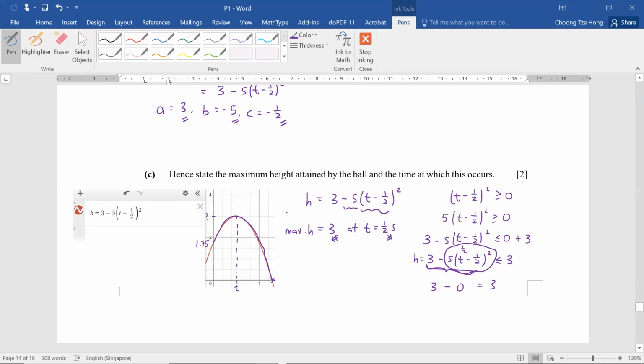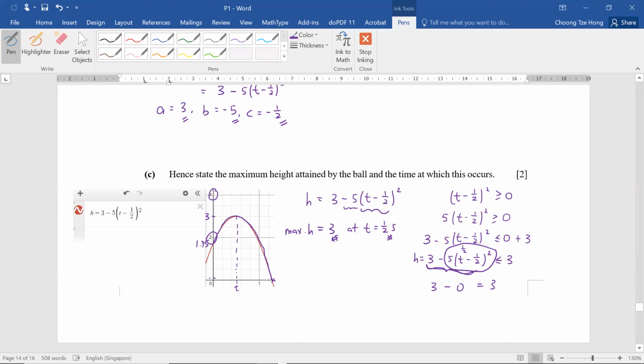You can see that the graph that we have plotted using Desmos agrees with us. As you can see from the scale here, over here is 2, over here is 4, so this is right in the middle, so this is 3.